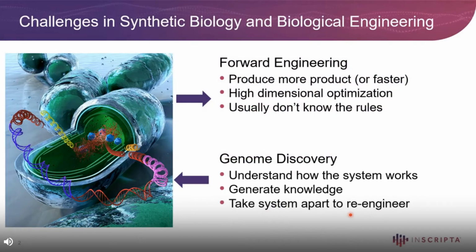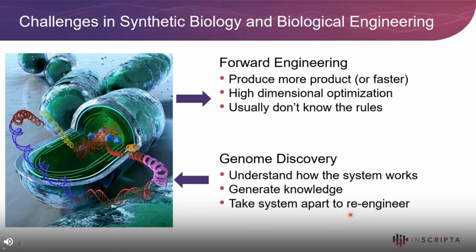So there are a lot of challenges in the synthetic biology and the biological engineering space. Looking at something like forward engineering, where you're trying to produce more of a product or produce it faster, like heterologous protein production, it really requires high dimensional optimization. And unfortunately, we don't really know the rules of biology that allow us to go in and tinker with a genome in order to optimize the expression of a protein or a small molecule.